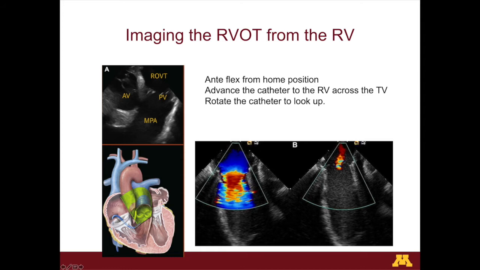If you want to advance the catheter into the right ventricle, again you start with the home view, you do a nice anterior flexion and you advance it under echocardiographic and fluoroscopic guidance into the RV, and then as you clock it up, you will be able to get a beautiful RVOT, pulmonary valve, MPA view as shown in this picture.